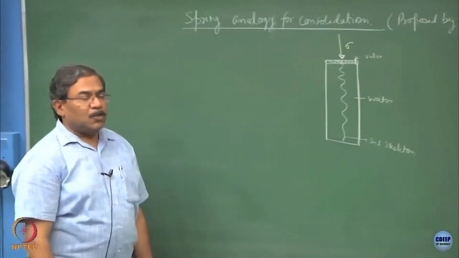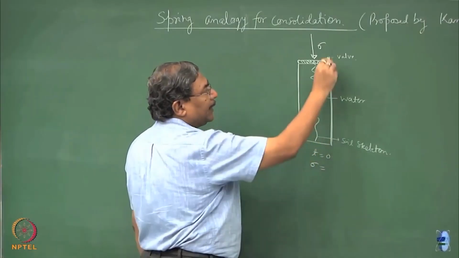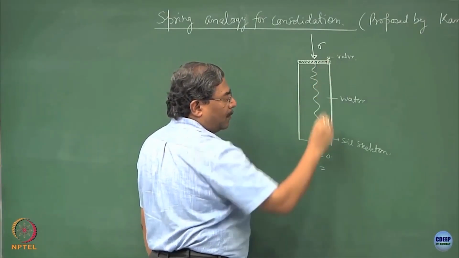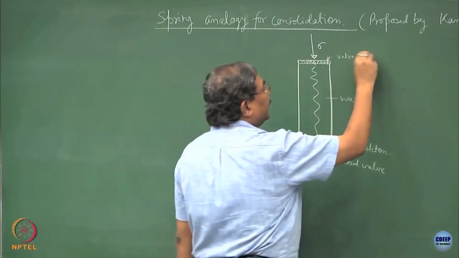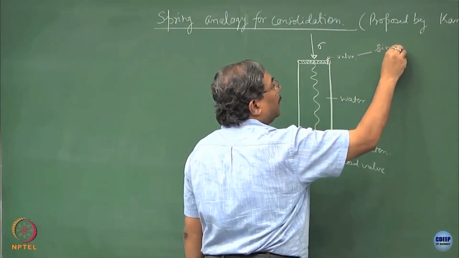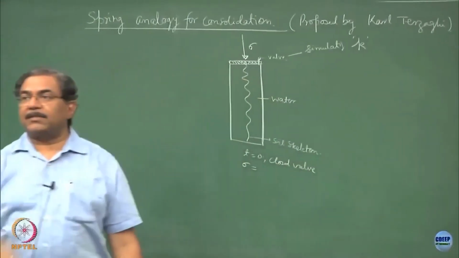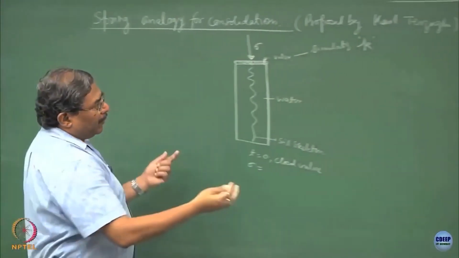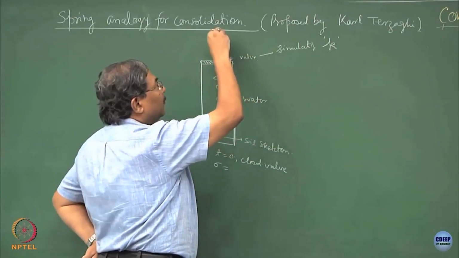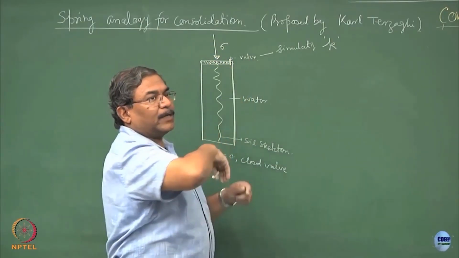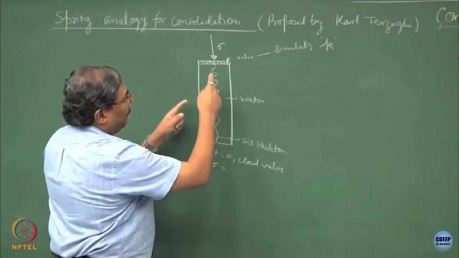Alright. So, at t equal to 0, I hope you can realize that if I keep this valve closed, and this valve is simulating the K, the hydraulic conductivity of the soil mass. For very low hydraulic conductivity materials like clays, the valve remains practically closed. The moment you apply stress, no water pressure is going to get dissipated so soon because of the low hydraulic conductivities. What is going to happen?